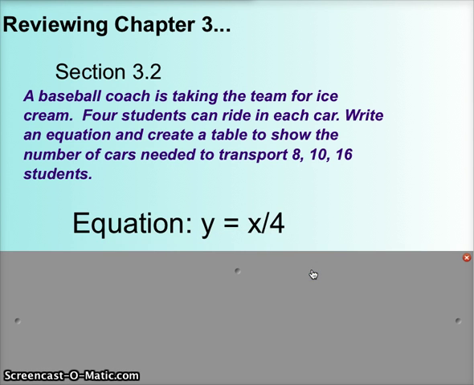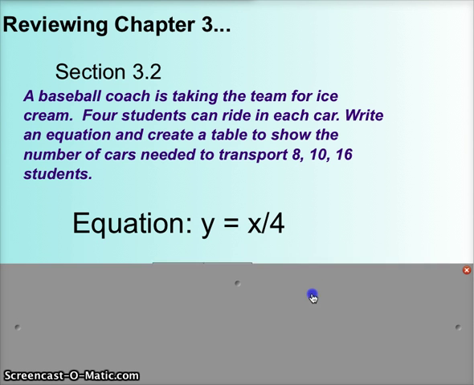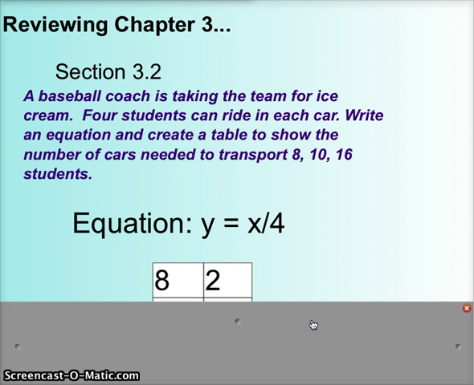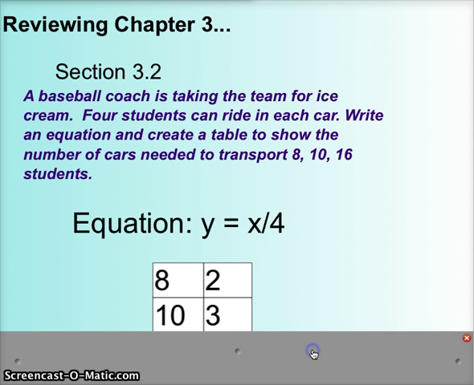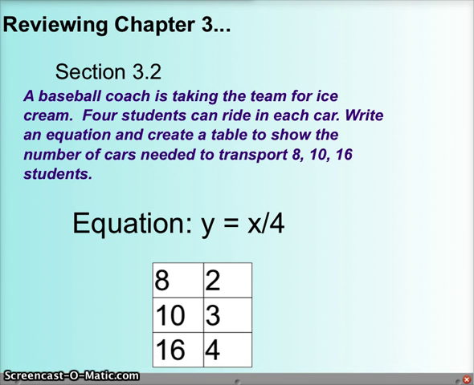The equation should have been y equals x divided by 4. If you have 8 students, 8 divided by 4 tells you need 2 cars. 10 students, this would be a decimal and you can't have a piece of a car, so you would need 3 cars. And 16 students would mean 4 cars.